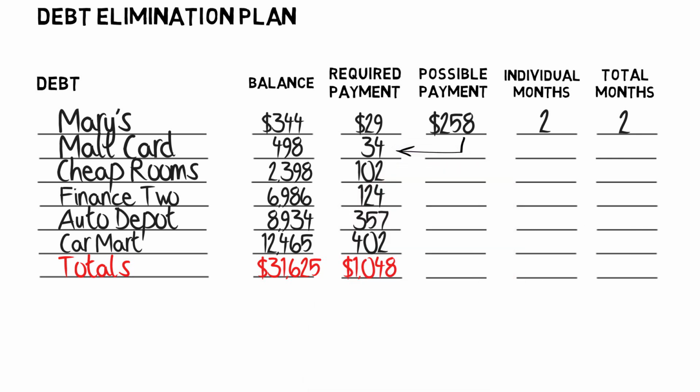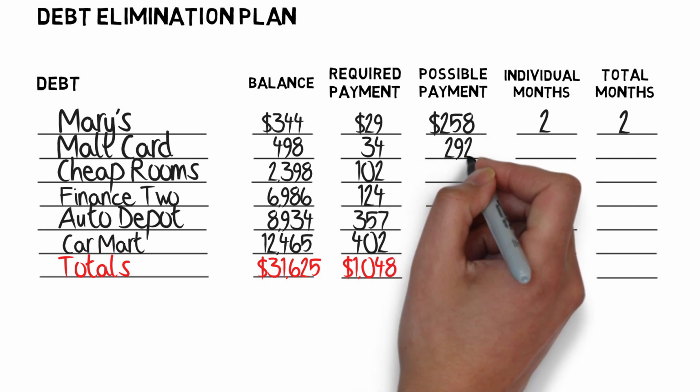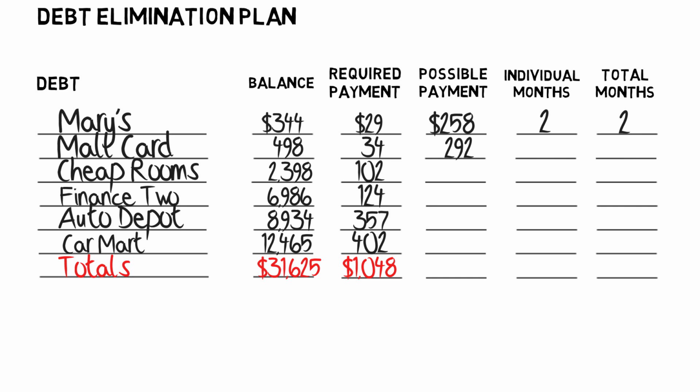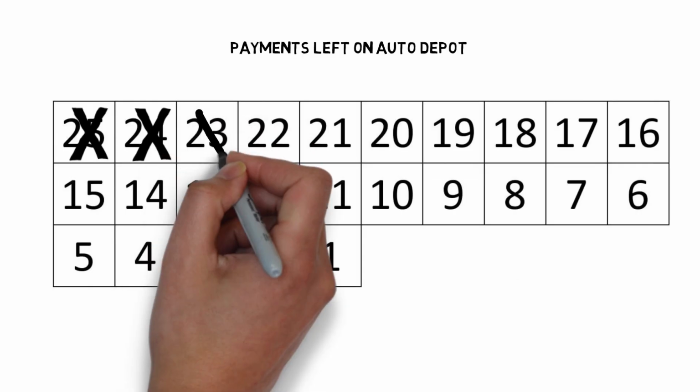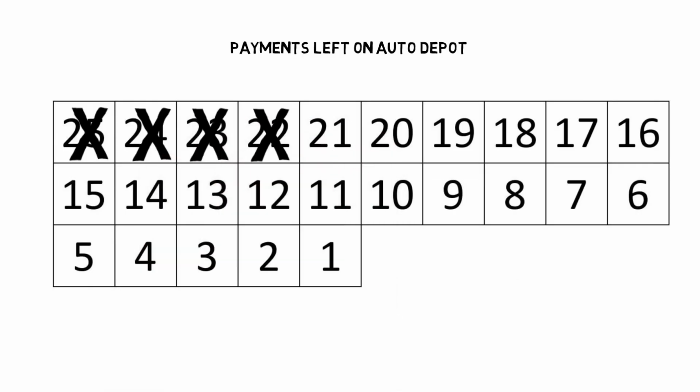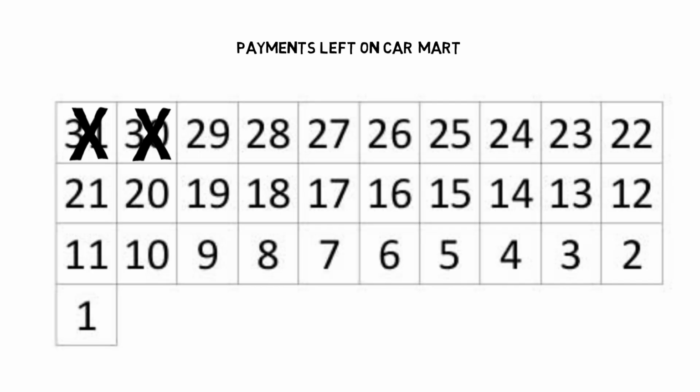After 2 months, Joe and Sue can add the $258 they were paying on Mary's to the required amount from Mall Card. It will then be possible to pay $292. With this amount, it will take 2 months to pay it off. Since it took 2 months to eliminate Mary's and will take 2 more months for Mall Card, the total shows it will take 4 to pay off both. Going back to your tables, mark off 2 more months for Auto Depot and do the same for Car-Mart.